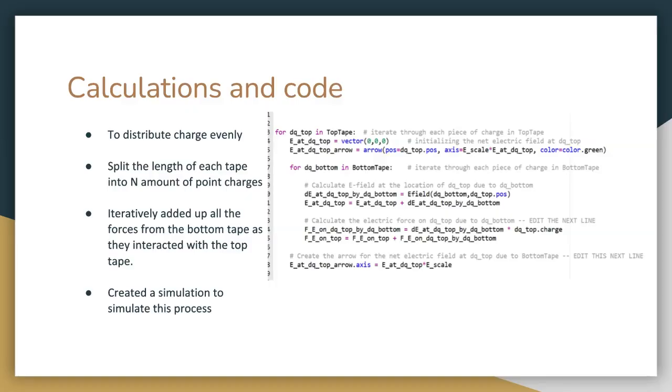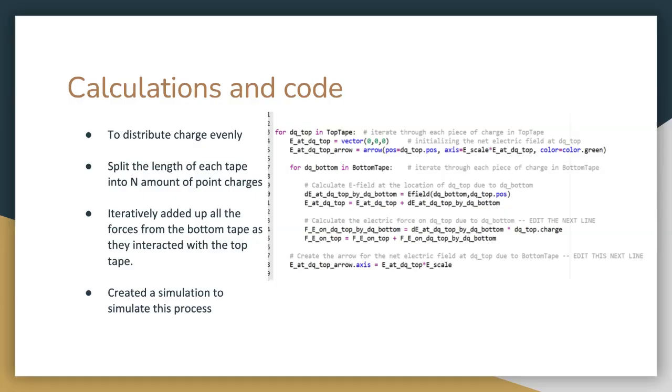In our code, I know the code's a bit hard to read, so I'm going to explain it in words. We're distributing a charge evenly along the entire length of the tape. And in this experiment, we're splitting the length of each tape into n point charges, n being a number we can change later. And we're iteratively adding up all the forces from each point charge on the bottom tape to the top tape. And then we created a simulation to simulate this process.